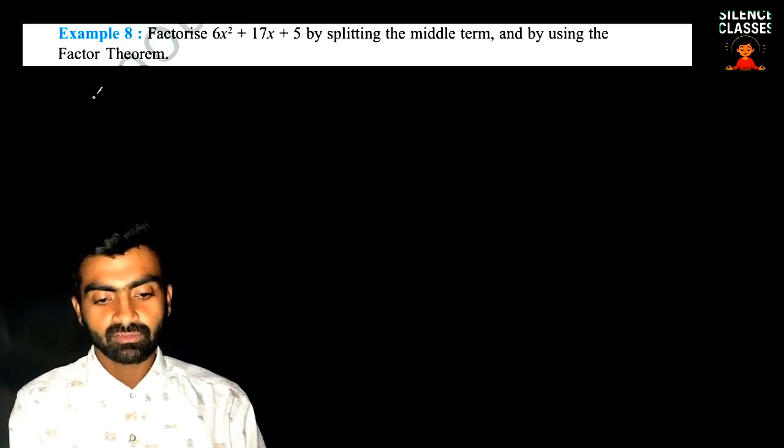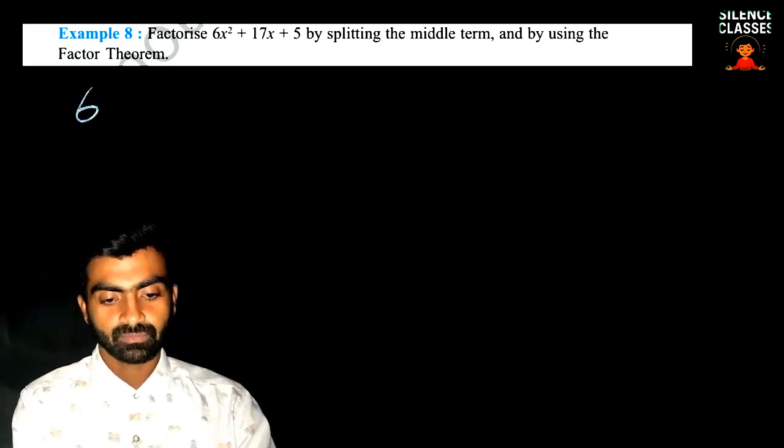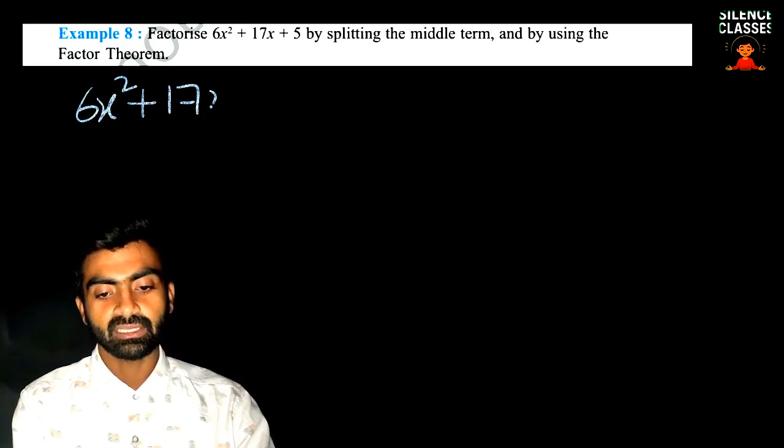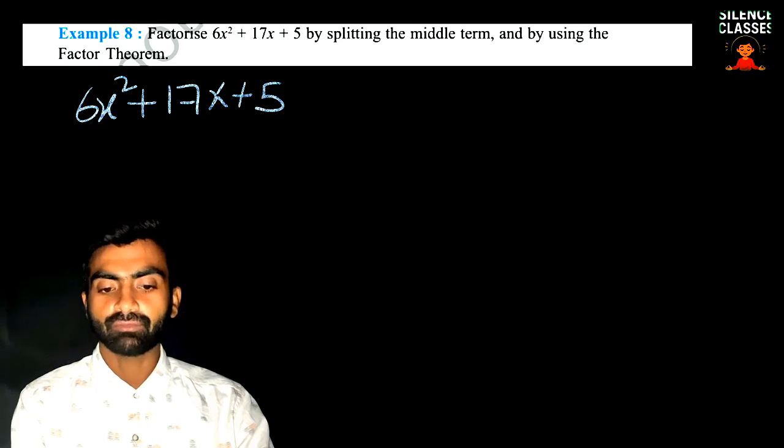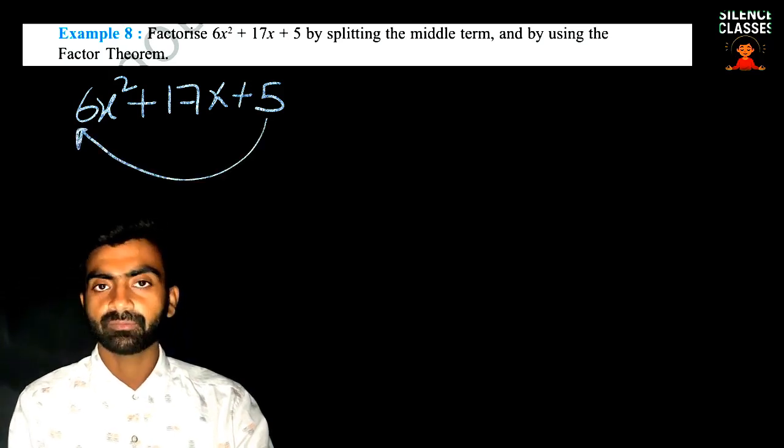Now let's check it out: 6x² + 17x + 5. So we have to multiply. First of all, we have to multiply these two terms. 6 multiplied by 5, 6 fives are 30.